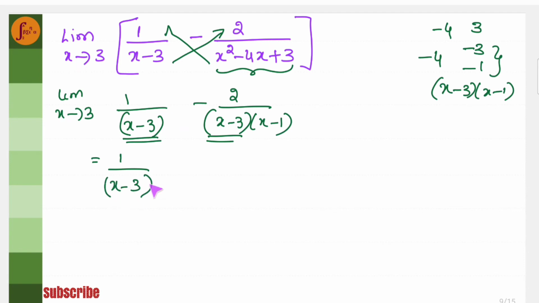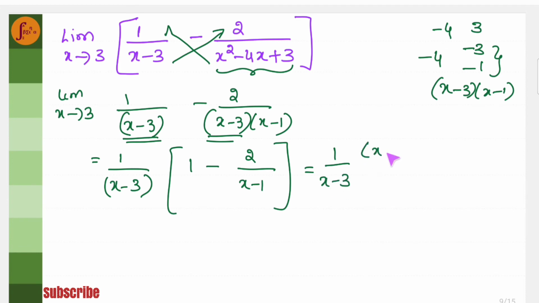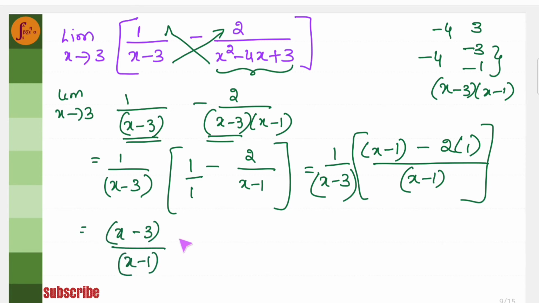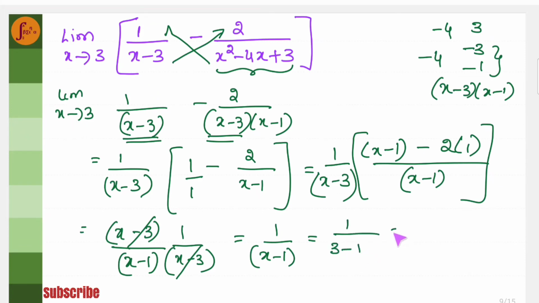We'll take 1 by x minus 3 as common. So we'll get 1 minus 2 by x minus 1. Now we will cross multiply. So it's going to be x minus 1 minus 2 into 1, and this is going to be x minus 1. So we'll get x minus 1 minus 2, which is x minus 3, by x minus 1. And then we have this 1 by x minus 3. So now this will get cancelled. We'll be left with 1 by x minus 1. Now we can directly substitute the x value, which is 3. 1 by 3 minus 1, which is half.